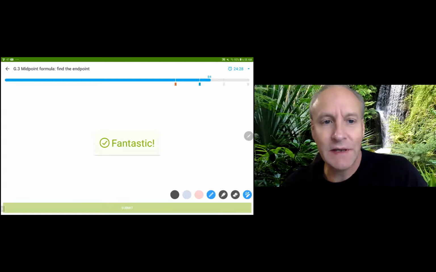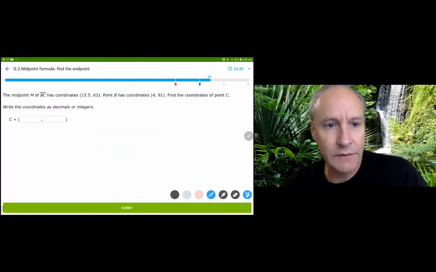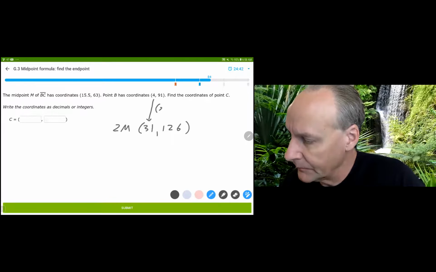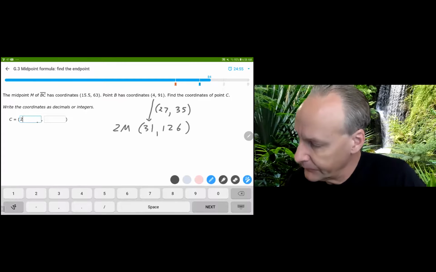Occasionally, you make a silly arithmetic error like I did earlier. Okay, so 2m, I want to double my midpoint. I'm going to get 31 and 126. And to get from 4, I need 27. 27 plus 4 is 31. And to get from 91 to 126, looks like I need 35, huh? And that'll do it, 27, 35.